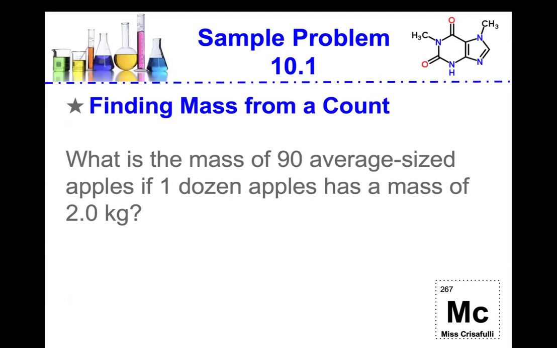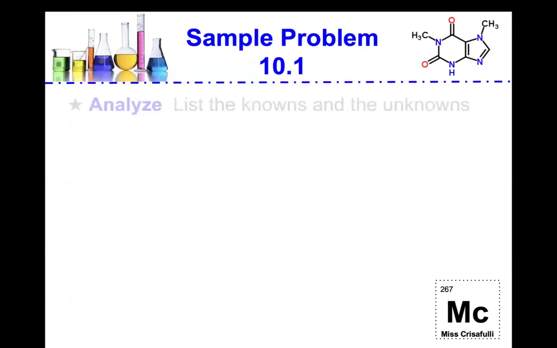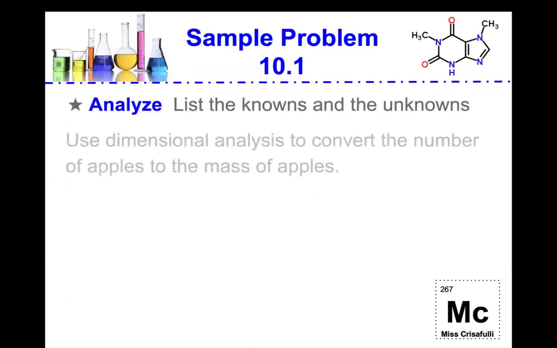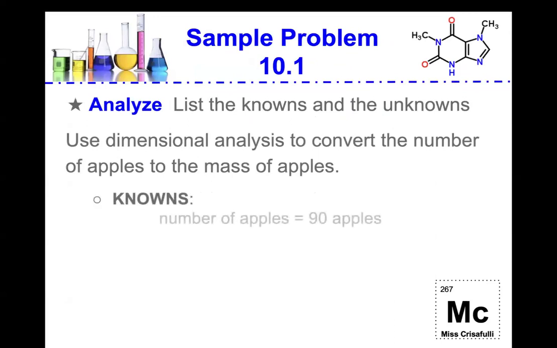A sample problem: what is the mass of 90 average-sized apples if 1 dozen apples has a mass of 2 kilograms? We have some information here and we're going to solve. We'll first list the knowns and the unknowns. We'll use dimensional analysis to convert the number of apples to the mass of apples.